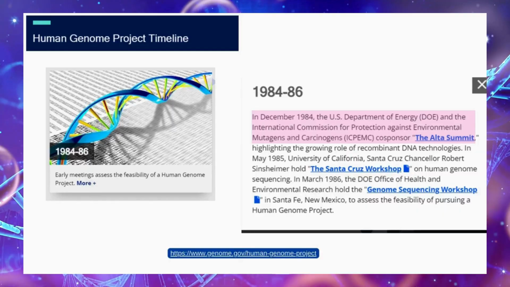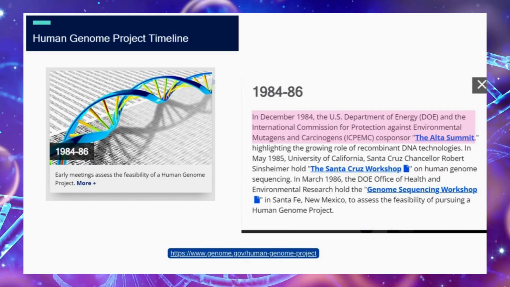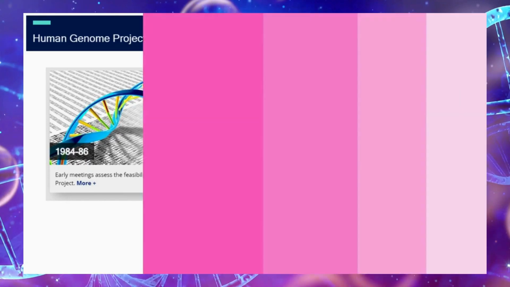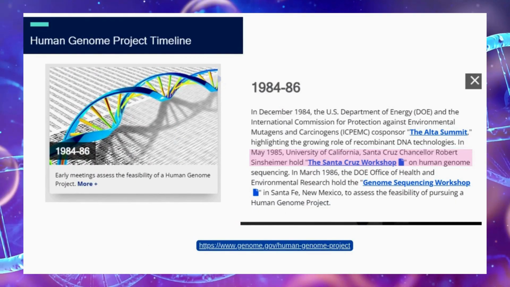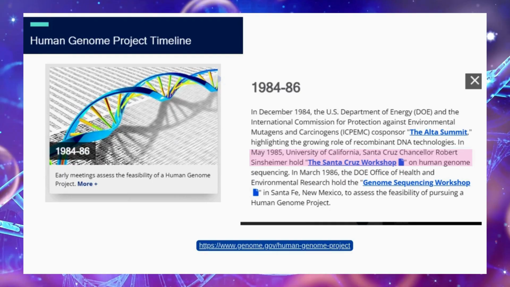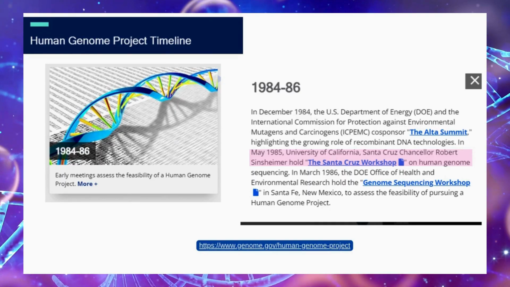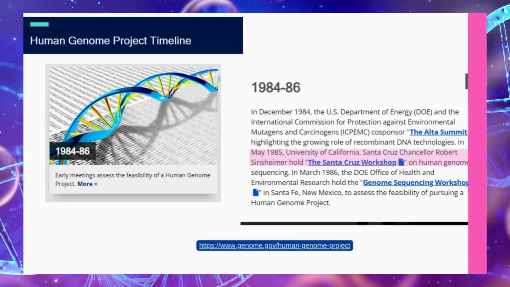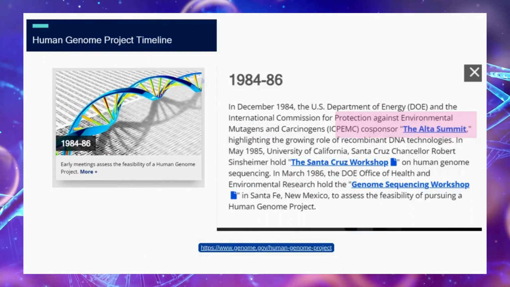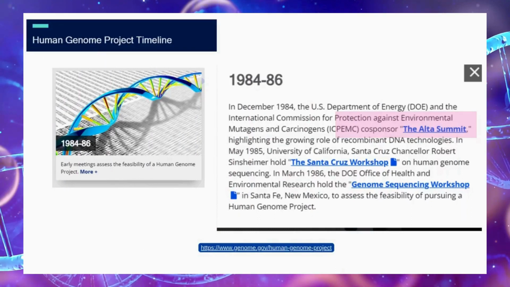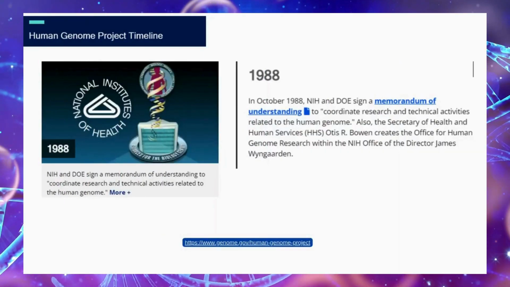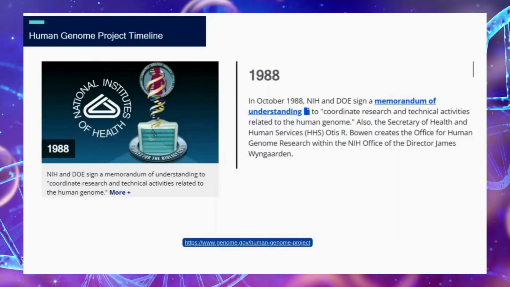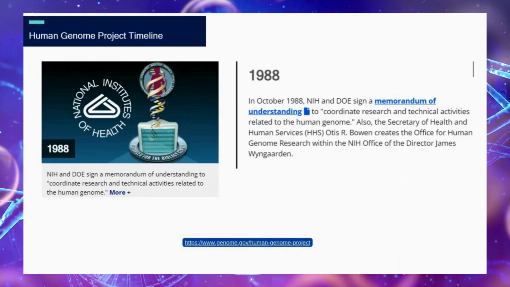1984: The idea for the Human Genome Project is initiated in the United States. May 1985: A workshop at the University of California, Santa Cruz discusses creating a reference genome using gene sequencing technologies. 1986: Charles DeLisi outlines a plan for the project. 1988: The first line item for the Human Genome Project is included in President Reagan's budget proposal.